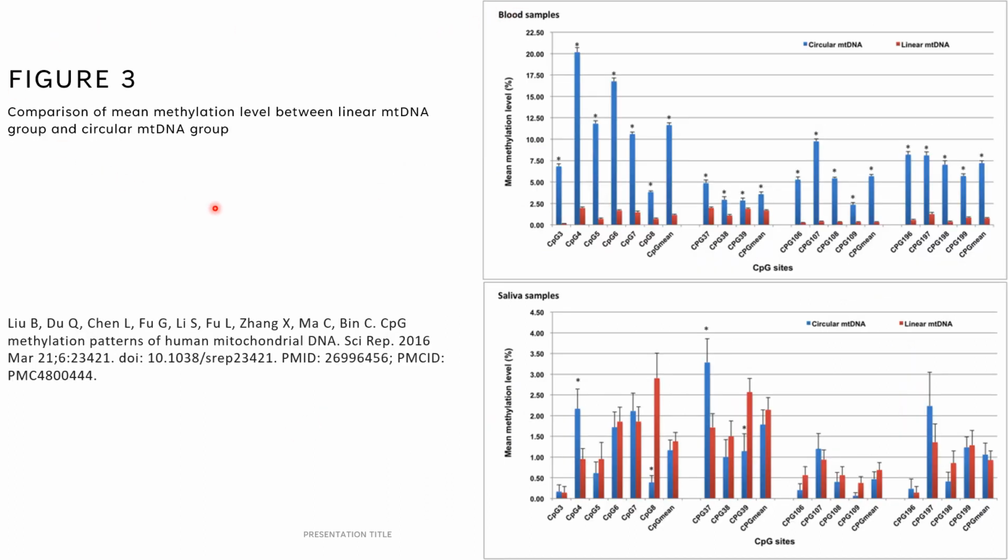My figure 3 that I found from the third primary article was from a paper called CpG Methylation Patterns of Human Mitochondrial DNA. What these graphs are looking at is the comparison of mean methylation levels between linear mitochondrial DNA group and circular mitochondrial DNA group. So what they did was they found the methylation levels at these certain sites, and then they were able to compare them between the circular mitochondrial DNA and the linear mitochondrial DNA.